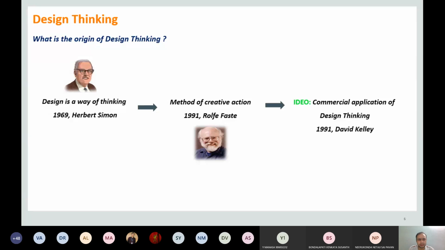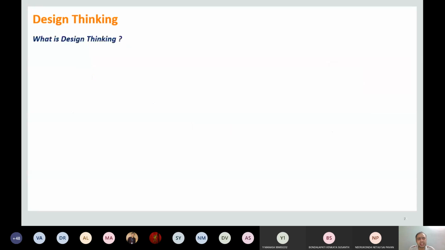So these are the terms: people were thinking of design as a thinking, then as an action, then how to commercialize the product. To commercialize a product also we required design thinking. This is just to explain how the ideas evolved from 1969 to 1991, the evolution of design thinking. Okay, what is design thinking?